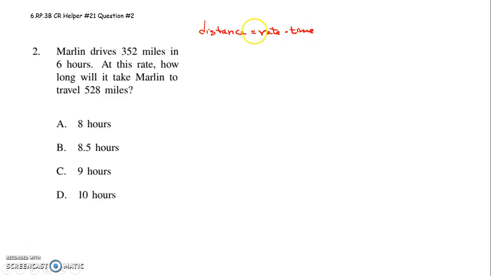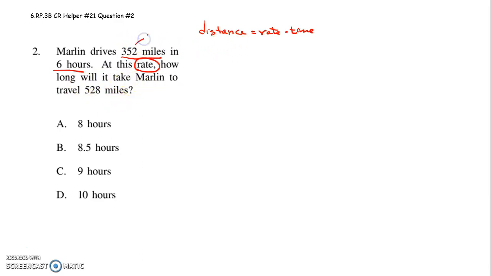I'm going to have to do this method twice because they give me information about a certain number of miles and a certain number of hours. Then they want me to find the rate. And once I know the rate, then I'll use the problem again to figure out how long it takes to go a different number of miles.